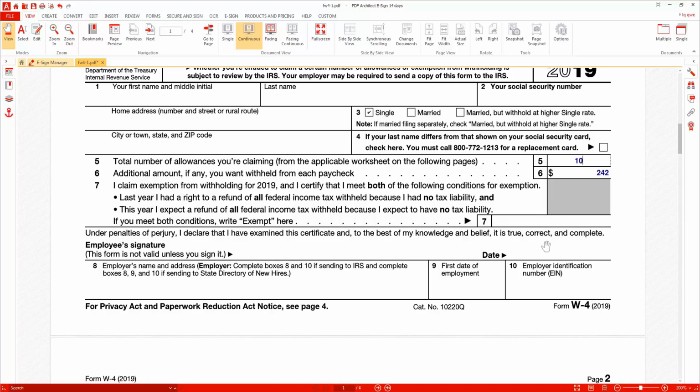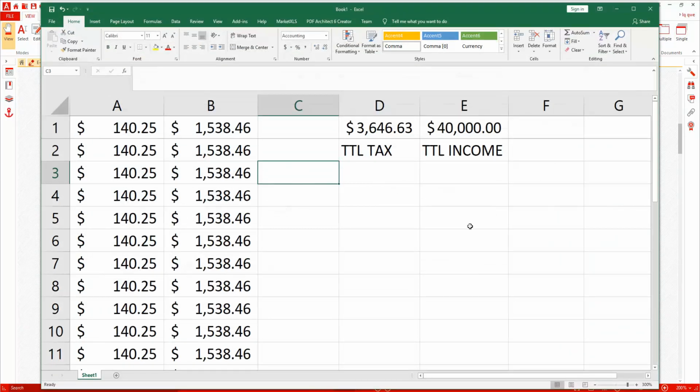And now they have $242 come out of each paycheck between July and December, and by the end of the year, their tax liability is covered. They don't owe anything. But between January and June, they made a whole bunch of money, and their paycheck was really fat. This is really important if you are dealing with a bonus. Let me show you how that works. So what I have here is an Excel spreadsheet that I cooked up.